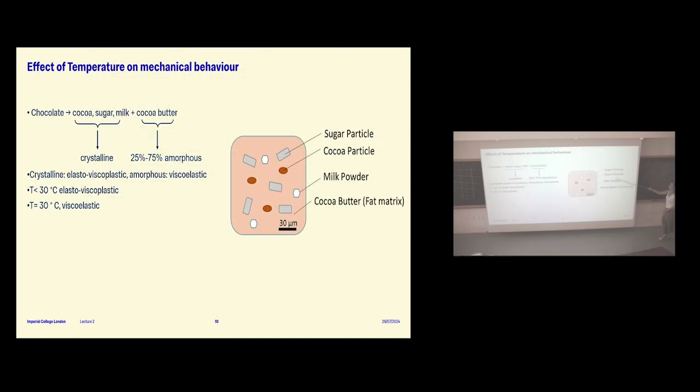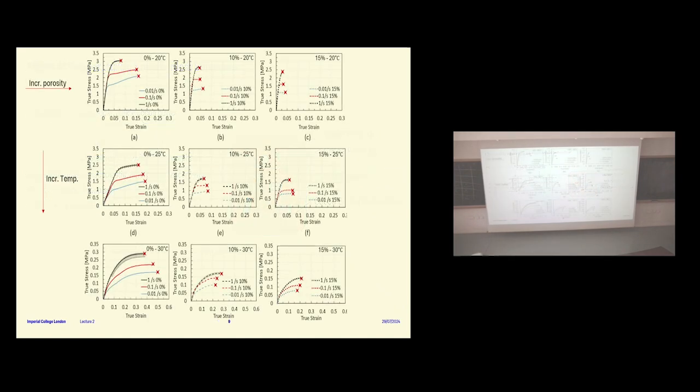So this is the chocolate with the milk powder, cocoa particles. This is a milk chocolate, by the way. That's why we have milk powder, sugar particles in a cocoa butter matrix. So a chocolate is made out of crystalline materials: cocoa, sugar, milk, cocoa solids. And the cocoa butter, from literature, is amorphous by an amount, 25% to 75% of it is amorphous. So we think the crystalline bit is where the crystals are maybe sliding past each other, and it gives the elastoviscoplastic response, which was the response at the lower temperatures.